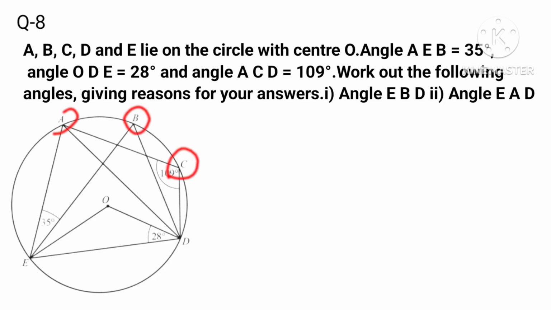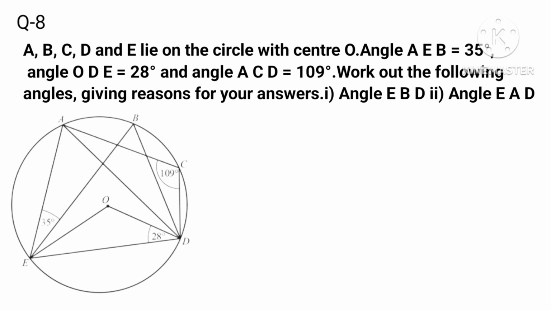A, B, C, D lie on the circle with center O. Angle CAB equals 35 degrees. Angle ODA equals 28 degrees and angle ACD equals 109 degrees. Work out the following angles, giving reasons for your answers. I. Angle ABD equals.